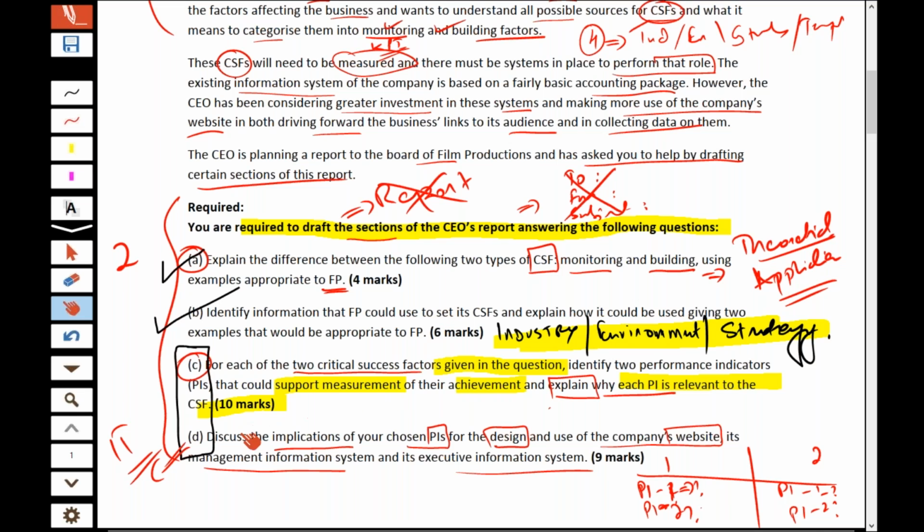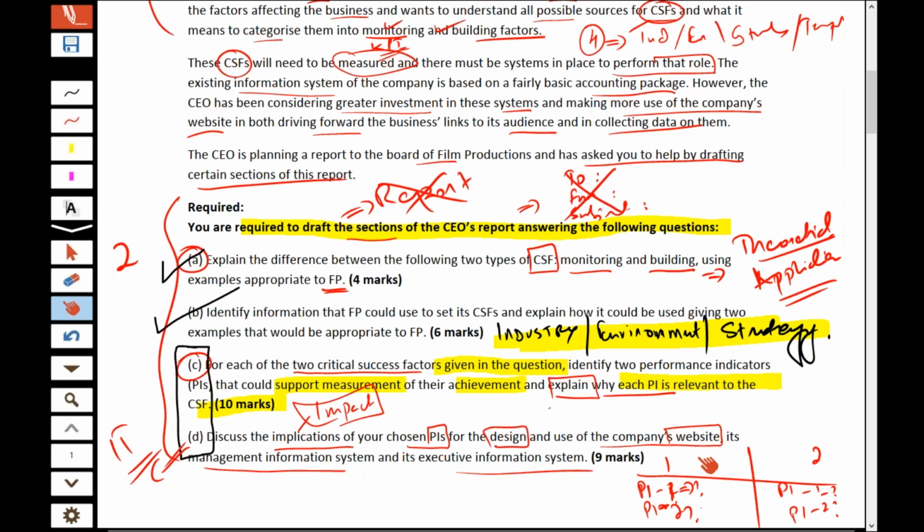Okay, let's move a bit forward and talk about the next question. It says discuss the implications. When it says implications, it means impact. Discuss the implications of your chosen performance indicators for the design and use of the company's website, its management information system, and its executive information system.